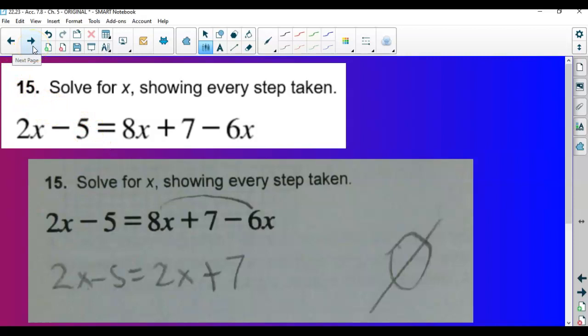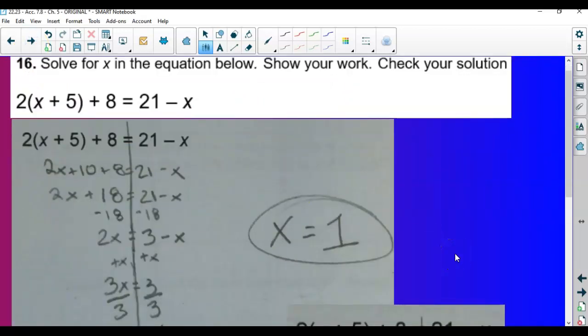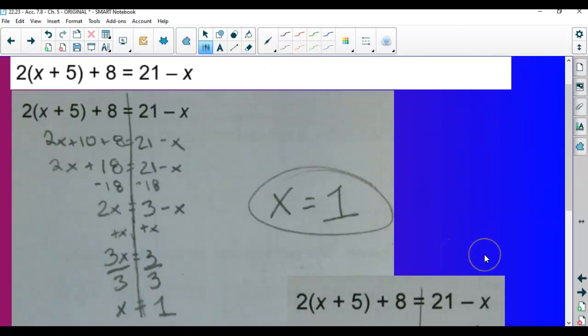And for 16, x equals 1. Finally got 4. I got 5 people from the master. I only got 1. I'm pretty sure.